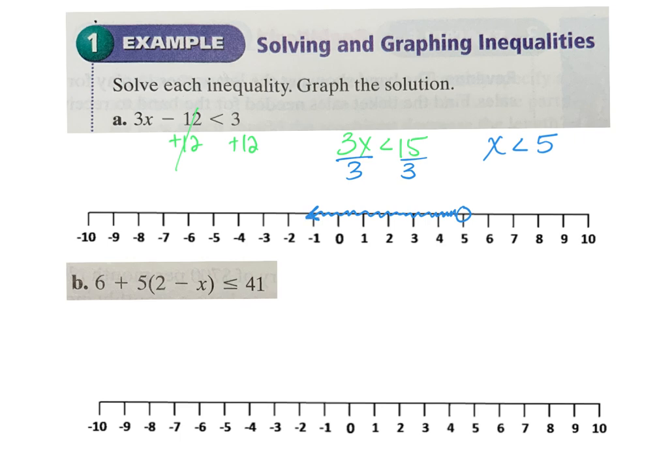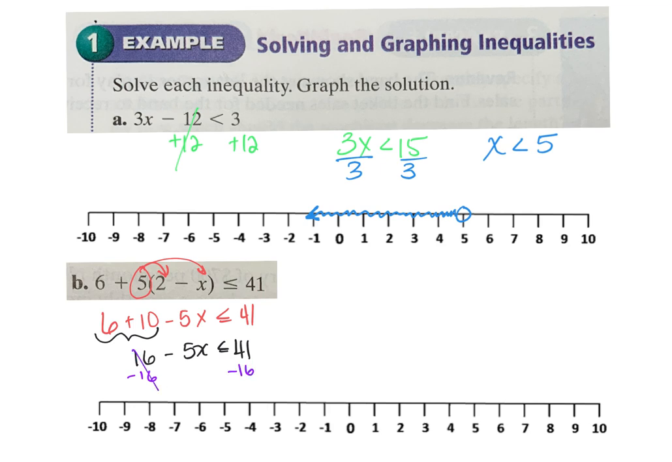All right. B, if you have a distribution, you're going to treat that just like you would an equation. Take the 5 and distribute. We have 6. Remember, we can't add the 6 and 5. We have to distribute the 5 first, so leave the 6 alone. 5 times 2 is 10. 5 times negative x is negative 5x. We do want to combine our like terms here. And then we are going to continue solving by subtracting our 16 over, right?